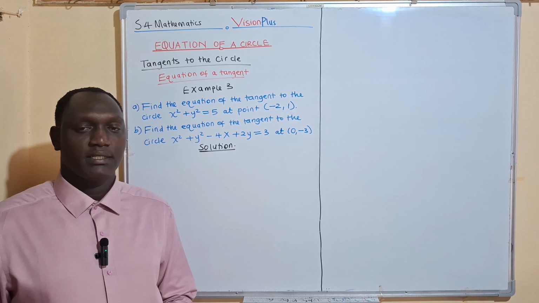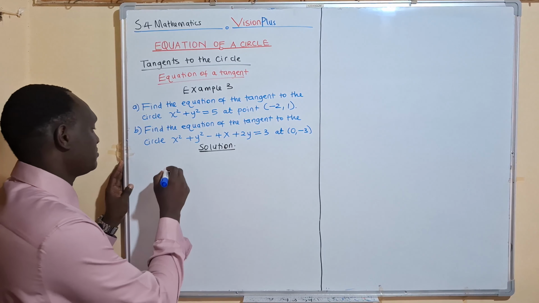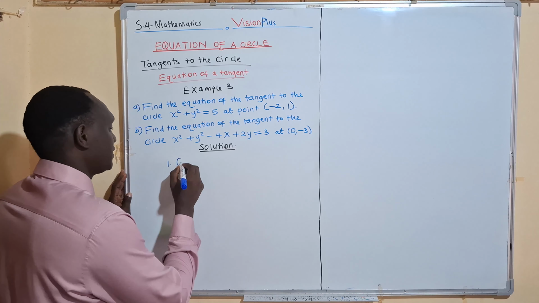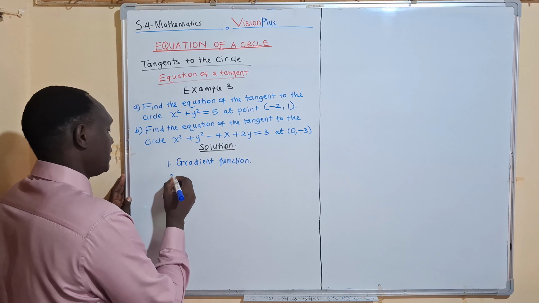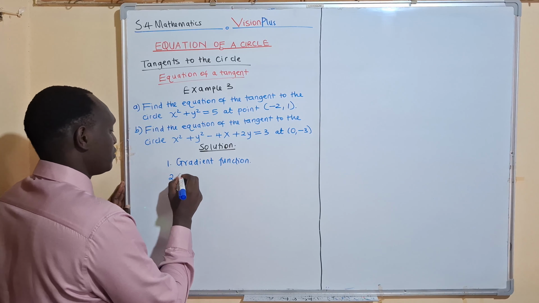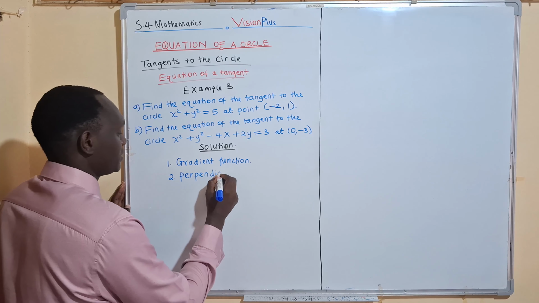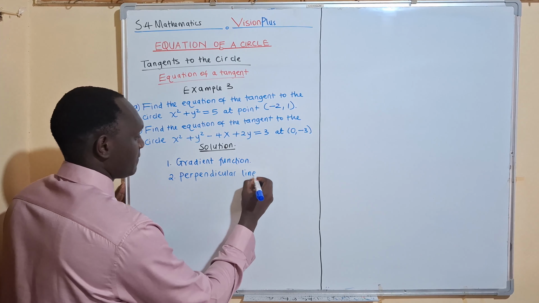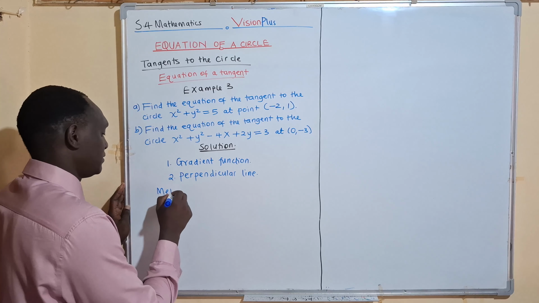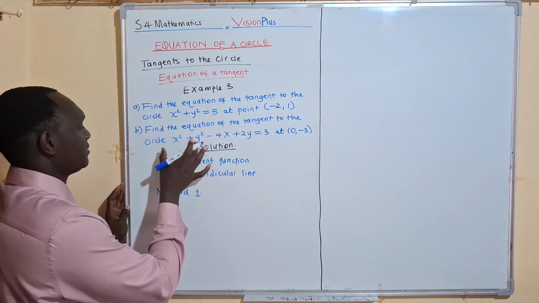And now going to part B, we are going to solve part B using two methods. The first method will be the gradient function method. Method 2 will be the concept of perpendicular lines. So we are going to start with method 1, and we are solving part B.